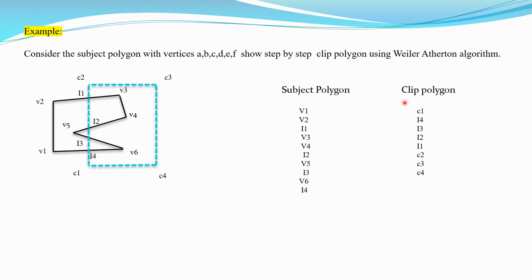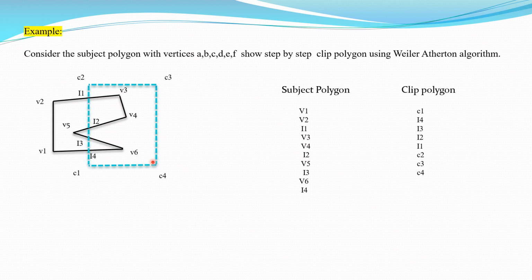Now move on to the clip polygon. How do we have to take this one? Clip polygon means here, this part, the clipping window. The blue line defines the clipping window. So now, the first one is C1, next I4, I3, I2, I1, C2, C3 and C4. This is your clip polygon. Okay. So how are we taking it? In a clockwise direction: C1, I4, I3, I2, I1, C2, C3, C4, right?